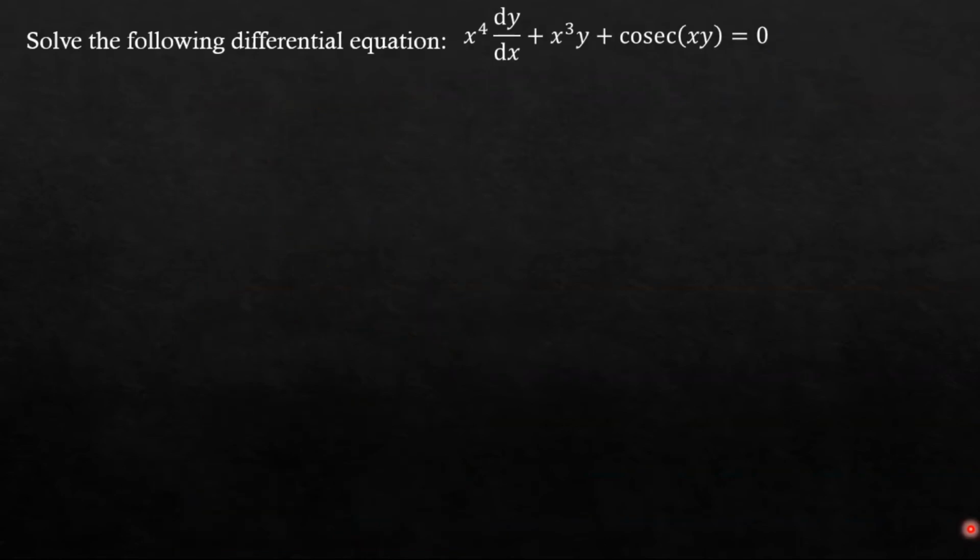Is it fine? So now let me show you by an example how to solve such kind of equation. Suppose this is the equation which is given to me: x to the power 4 dy by dx plus x cube y plus cosec xy equals 0. We are required to solve this differential equation. So I can write this equation as x cube into (x dy by dx plus y) plus cosec xy equals 0. What I have done is, I have taken x cube common from these two terms.